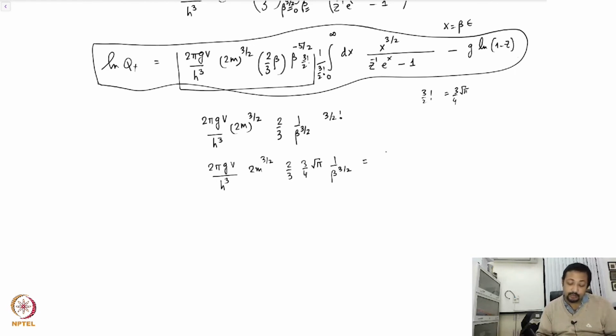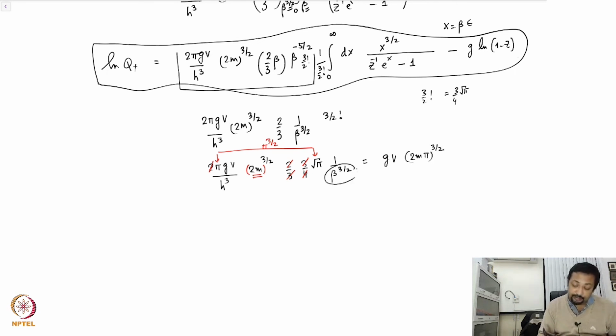So now let's cancel. The 3 gets cancelled. This gives you 2 and this gives you 2. Remember, this is 2m raised to the power 3/2. So these 2 and these 2 cancel with the 4. And this pi and this square root pi give you a pi to the power 3/2. That couples with this 2m raised to the power 3/2 to give you gV (2m pi) raised to the power 3/2.